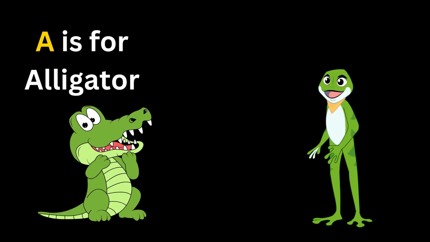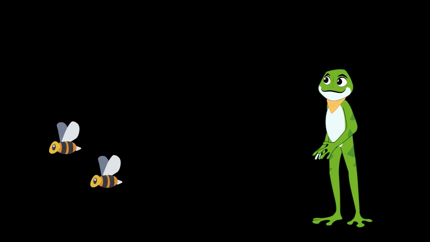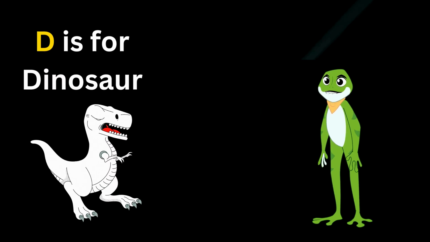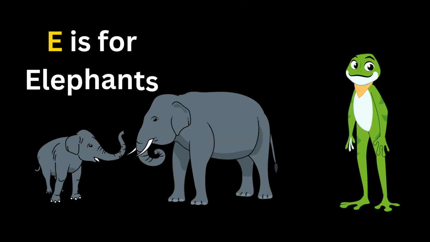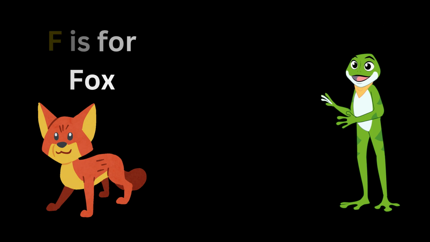A. A is for alligator. B. B is for geese. C. C is for cat. D. D is for dinosaur. E. E is for elephants. F. F is for fox.